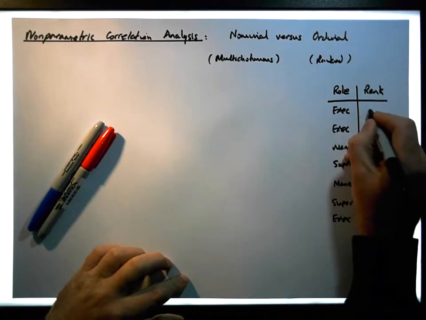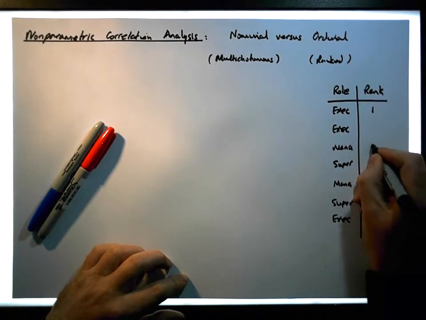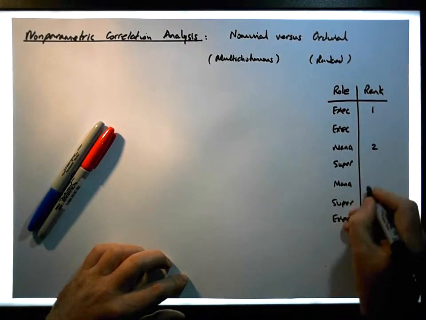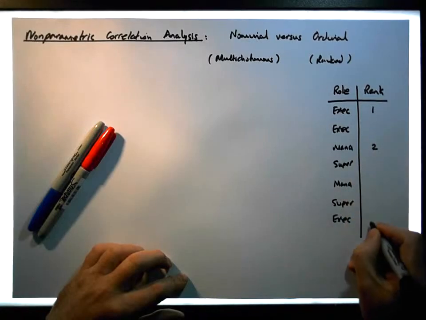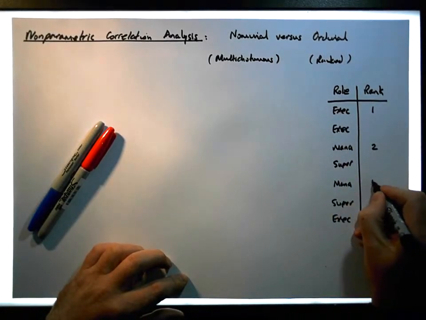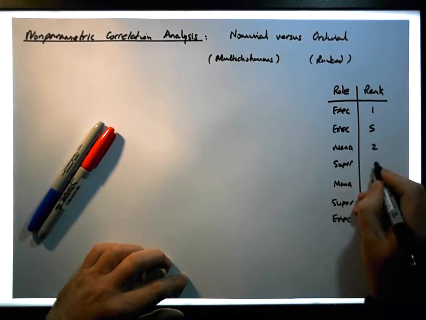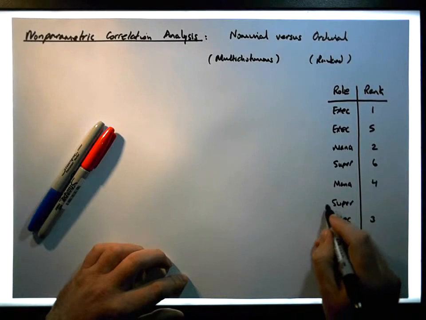Let's say that the first executive is ranked number one. This manager is ranked two on the test. Let's say this executive here is ranked three. For argument's sake, this manager is ranked four. This executive is ranked five. This supervisor is ranked six. And this supervisor is ranked seven.